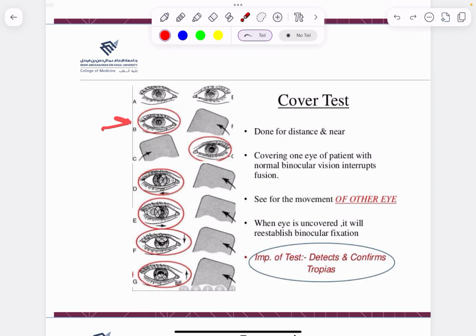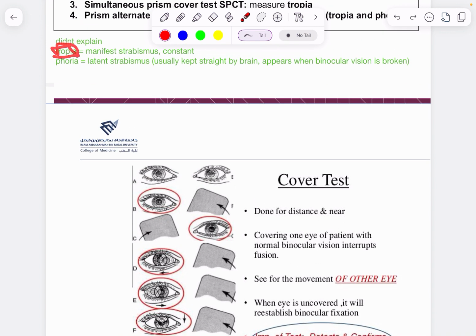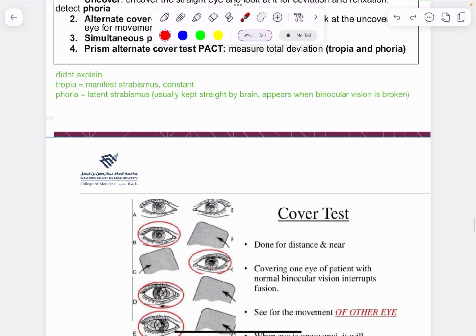Okay, at this point you're observing this eye. If it shifts upwards to take fixation, what does that mean? It means we have a tropia. You can see it because it's always there. At this point, you want to uncover the first eye that you covered and watch it. If it moves to refixate, it's going to be called a phoria.